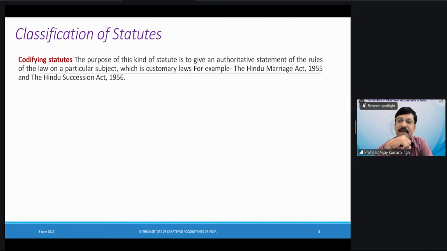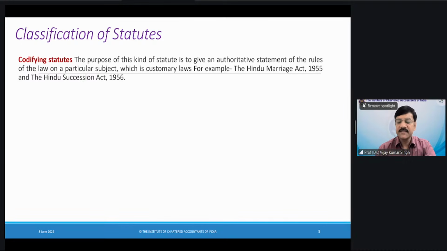IBC, Insolvency and Bankruptcy Code. What it has done is bring up various provisions under the Companies Act and scattered provisions under the provincial insolvency law, and bring all insolvency matters together, and that is what is referred to as the Insolvency and Bankruptcy Code. So this is how the codifying statute works. In Hindi, we call it Sanhita. For example, we have Bharatiya Nyaya Sanhita or Indian Penal Code, like that.